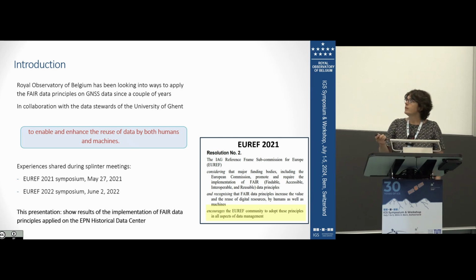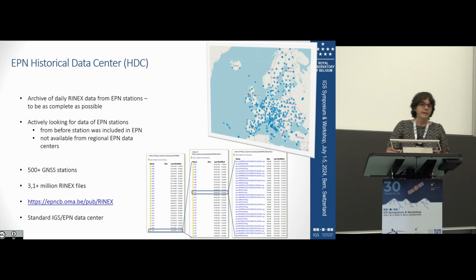So I will talk about the case of the Historical Data Center and explain how we make it FAIR. The Royal Observatory of Belgium has been looking into ways to apply the FAIR data principle for a couple of years. We did that in collaboration with the data stewards of the University of Ghent. The goal is, of course, to enable and enhance the reuse of data by both humans and machines.